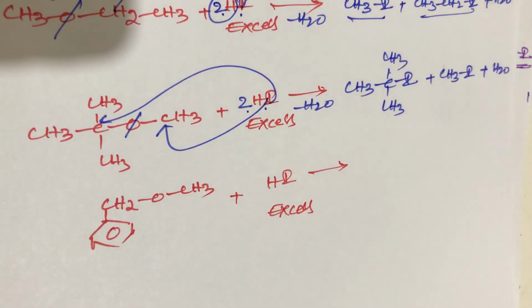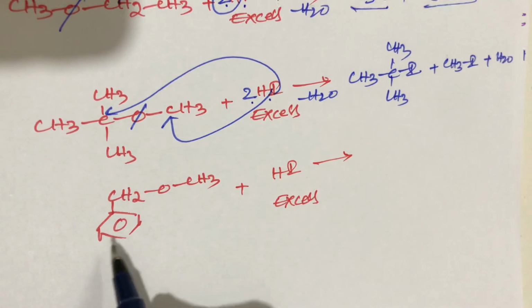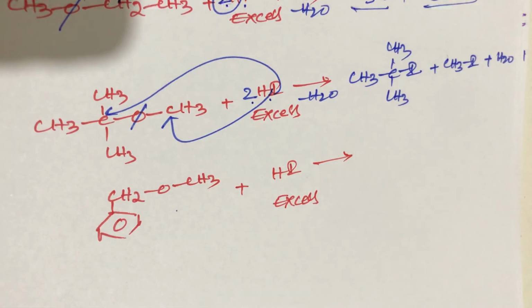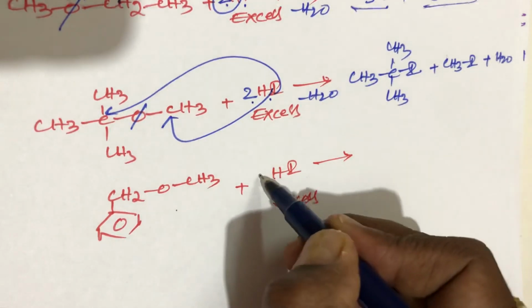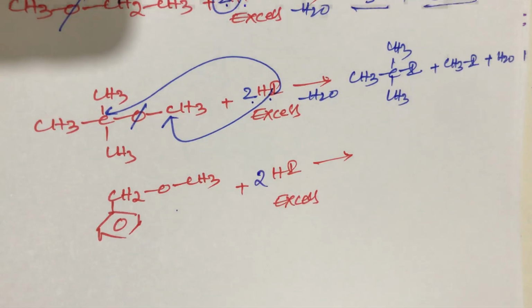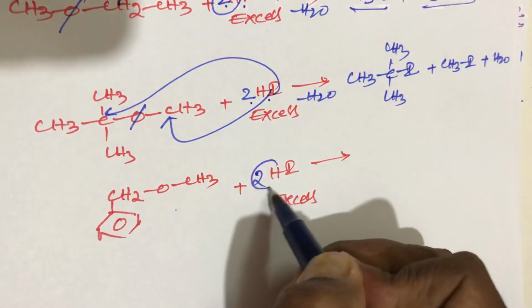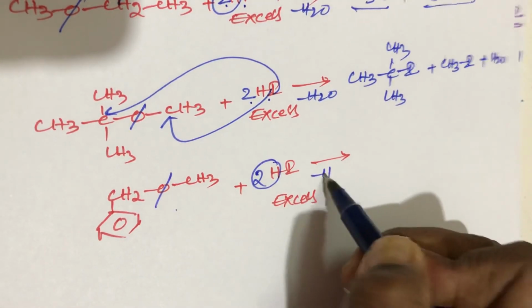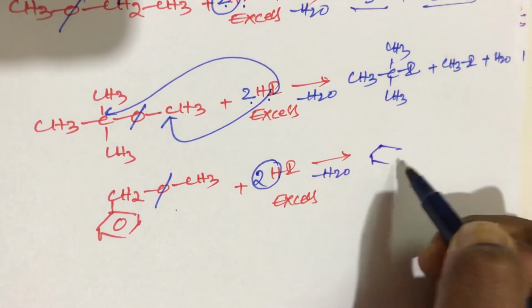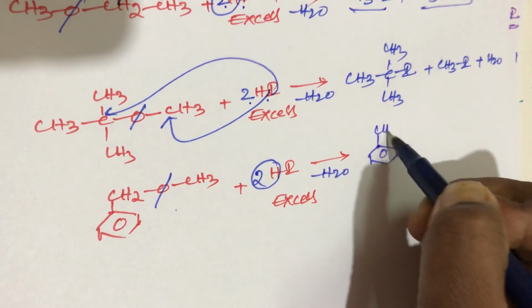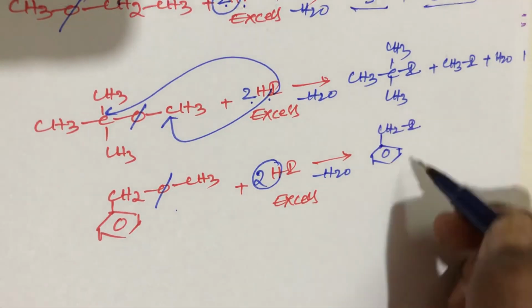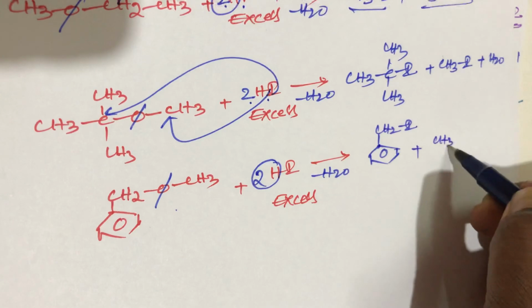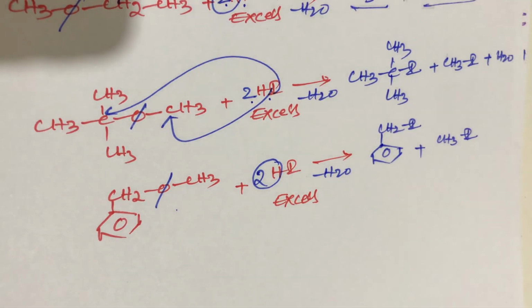Now take the next example. Same thing: when benzyl methyl ether reacts with excess of hydroiodic acid, excess of HI, we get the same thing. Here two hydrogens from here, oxygen from here, water is eliminated. So we get benzyl iodide and methyl iodide will be formed. This is the simple trick.